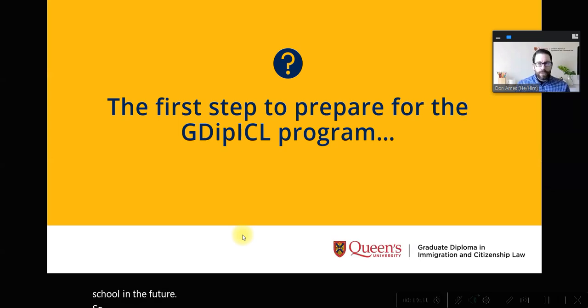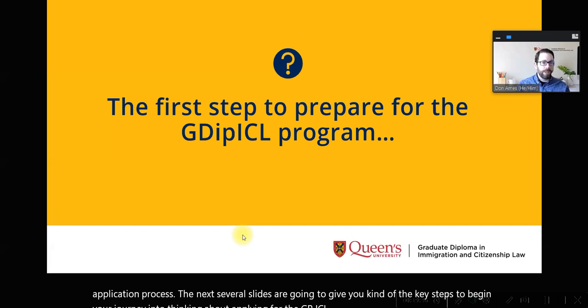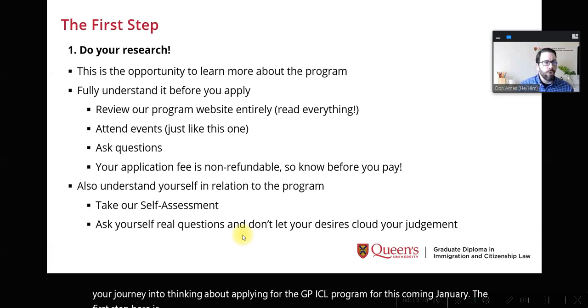So while that's a lot of good information about the program as is, let's start thinking about the application process. The next several slides are going to give you the key steps to begin your journey into thinking about applying for the GDIP ICL program for this coming January. The first step here is for you to do your research. This is your prime opportunity to learn more about our program.